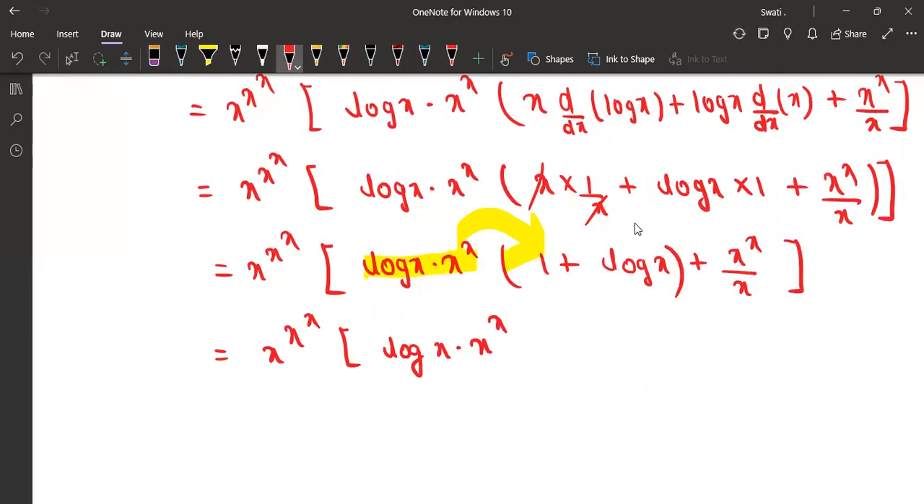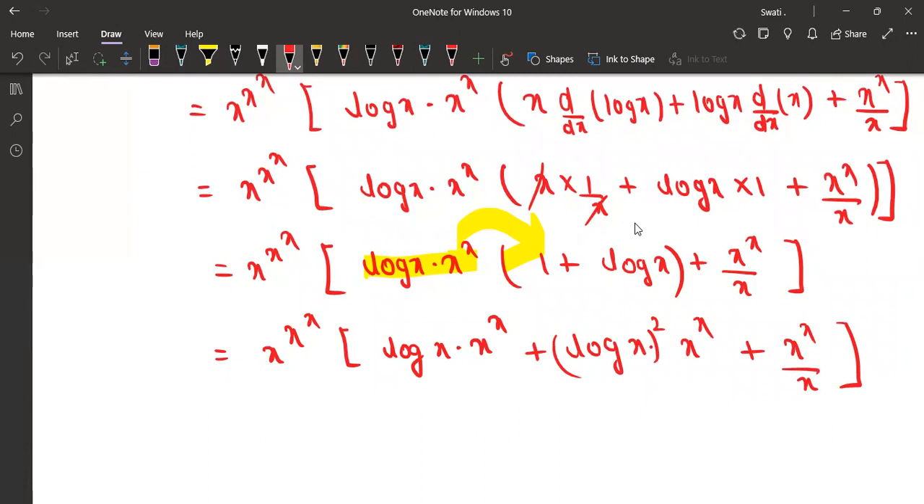And then log x dot log x, that is log x squared, and then x raised to x as it is. And then this plus x raised to x upon x, right?